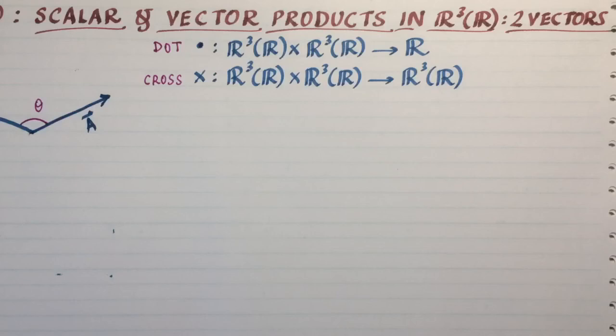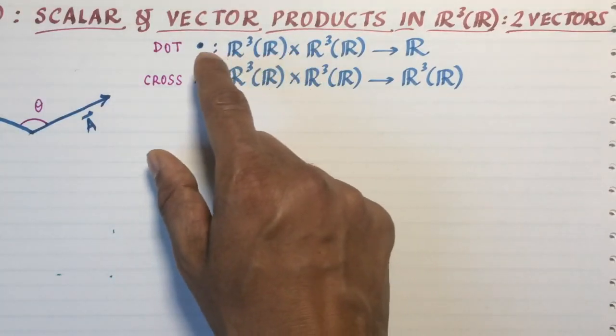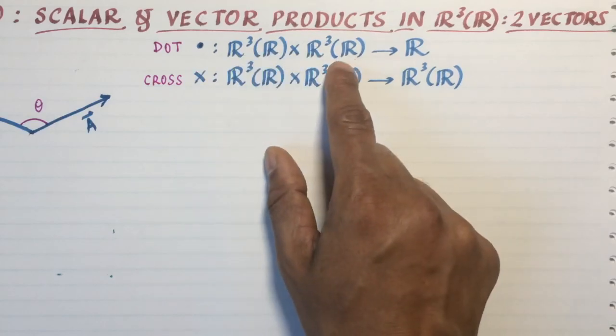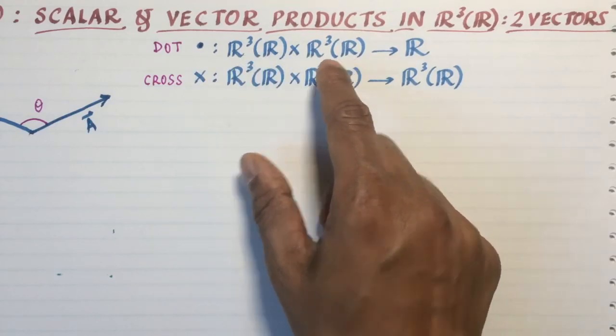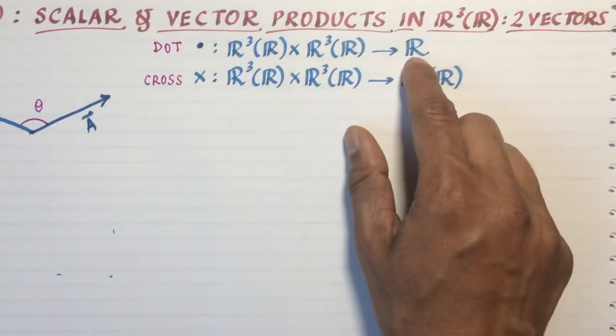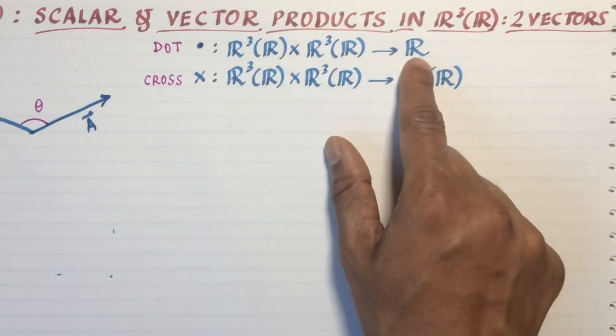Now, if a mathematician looks at this, he can immediately tell you a couple of things. He can say that, oh, to make a dot product, you have to take a vector from R3, take another vector from R3, and somehow mingle them together by this procedure known as dot, and you'll end up with a real number. The output is a real number. The input is two vectors, the output is a real number.